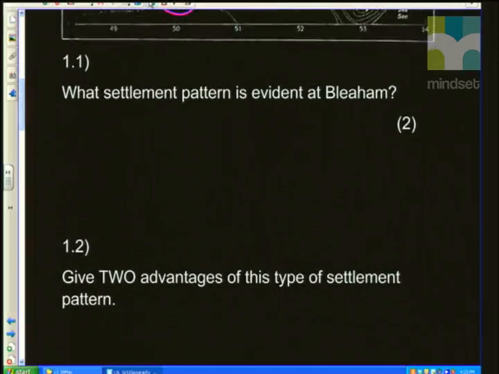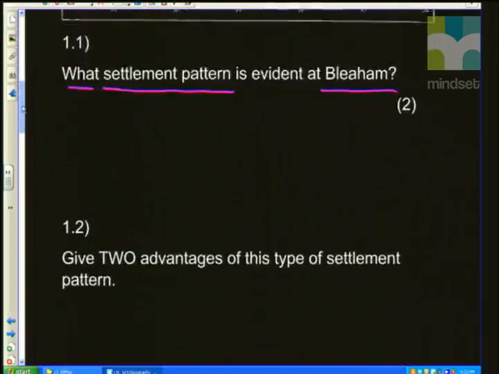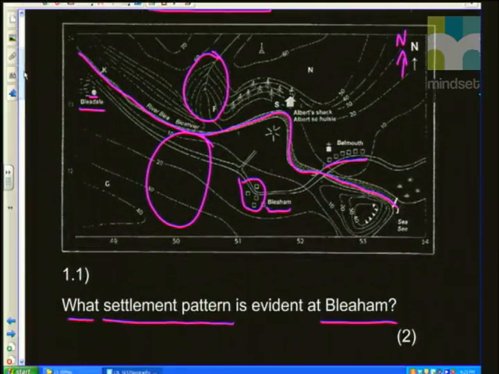Right, the first one. What settlement pattern is evident at Bleum? If we have a look again at the map, just to refresh our memories, you'll remember that I said those buildings seem to be grouped together. So there are two words that we can use, and you must know them interchangeably because you need to be able to identify them at different times. First one is nucleated, and the second one is clustered. They both mean the same thing.